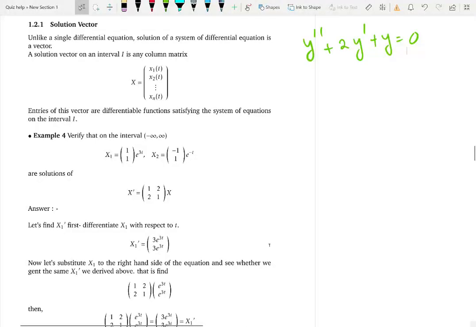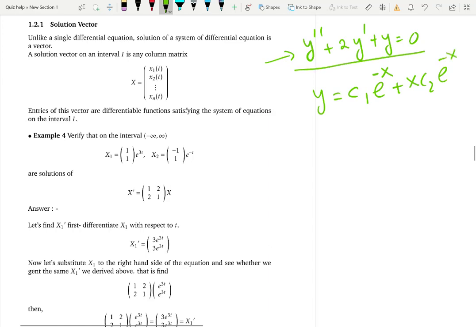Alright, so let's talk about solutions of a system of differential equations. But before that, remember in chapter 4, we had this type of differential equation, and the solution we can write like y = c1 e^(-x) + c2 x e^(-x), if you use the auxiliary equation form, right?